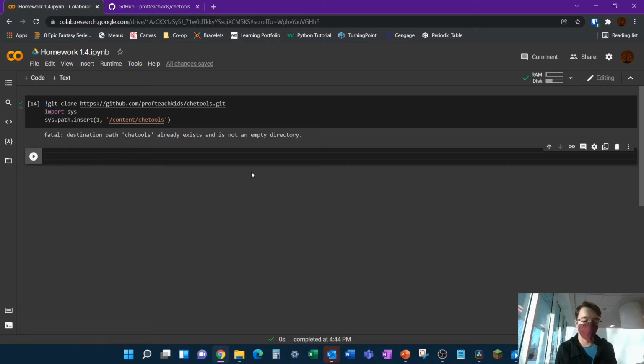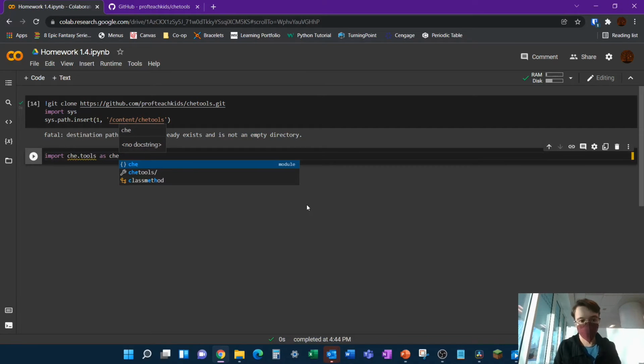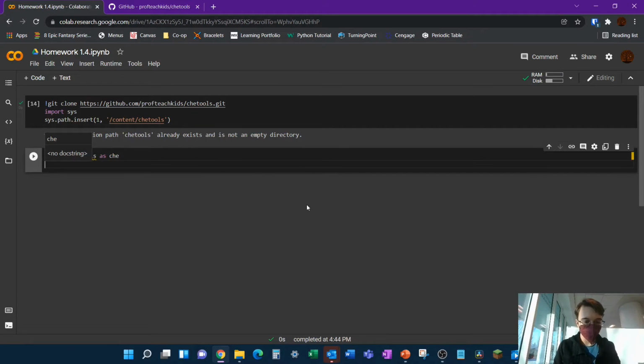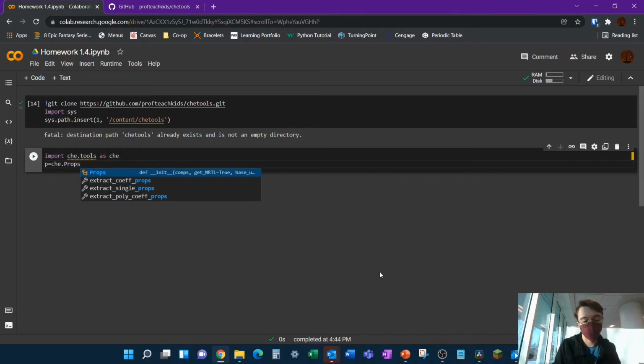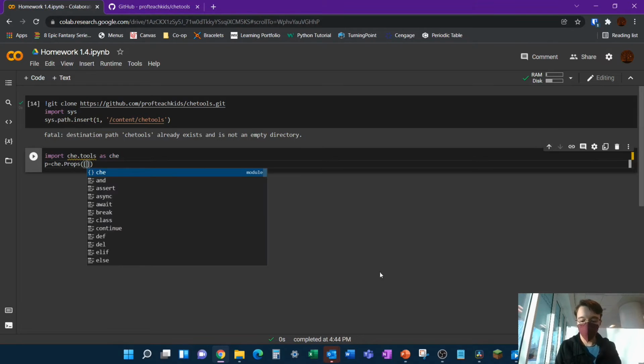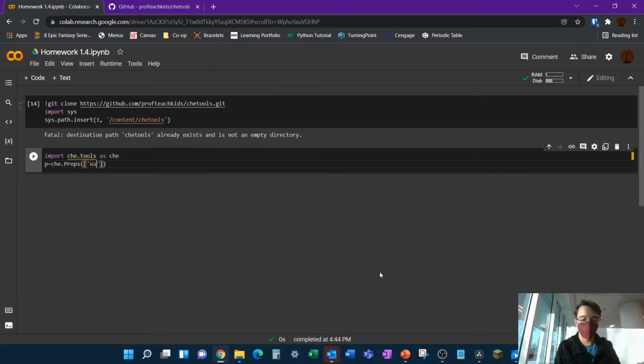So the next thing we're going to do is actually import it. So this is very similar to how we've imported like NumPy and stuff like that before. So we're just going to import CHE tools as CHE. So we'll just call it CHE to make it easier to type. And then we're going to want to specify what compounds we're looking at. So we'll assign these to a variable. So P equals, we'll call this variable P, and we'll do CHE.props. So this is finding the properties. And then we give it a vector with all the compounds we're going to be using. So for this problem, that's just water.